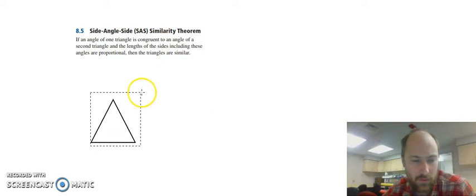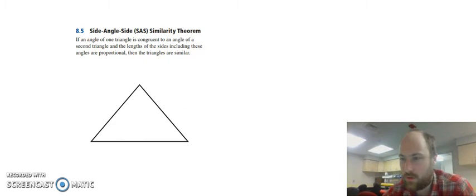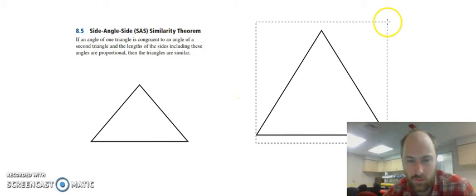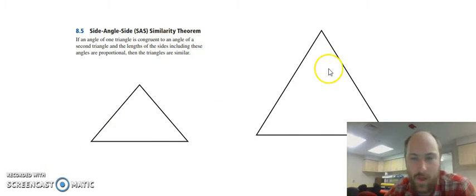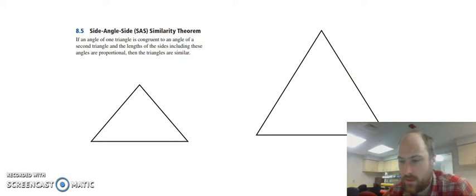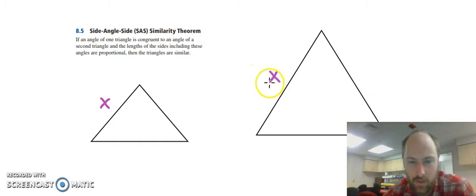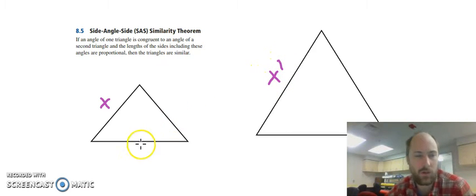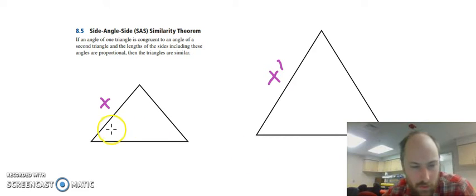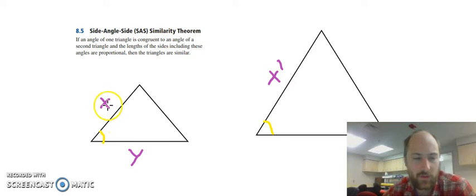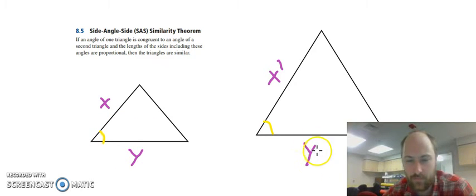I forgot to draw my triangles here. So there's one triangle, and we'll call this one a proportional triangle. All that means is, let's go back to purple, if we have one side, this side x, that is proportional to this side, which we'll call x prime. So those are proportional to each other. And then an angle is congruent, so we'll call this angle congruent to this angle. And then another side. It's very important that the sides include this angle, so they're on either side of this angle. If that makes sense to everyone.